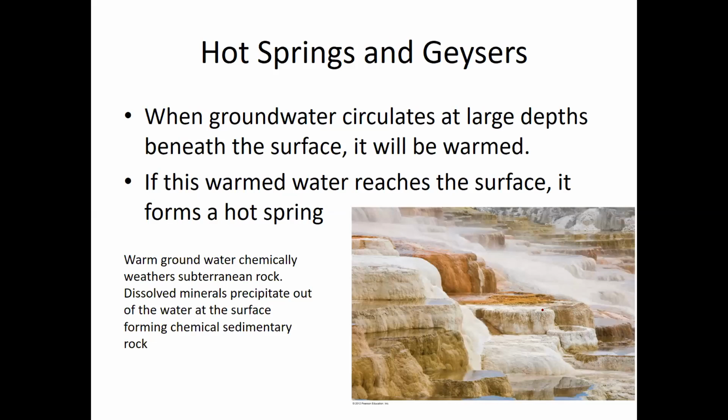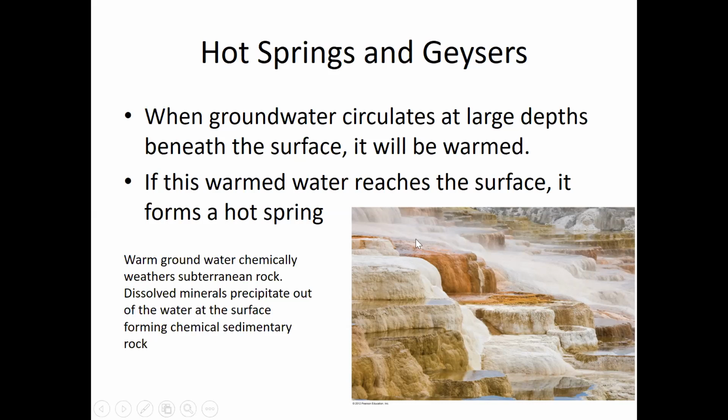So hot springs and geysers are another feature of groundwater. When groundwater circulates at large depths beneath the surface, it is warmed, because we know temperature increases with depth, especially if there are magma intrusions beneath the surface that will heat the groundwater. Warm water more easily dissolves subterranean minerals. When that warm water reaches the surface, it forms a hot spring, because the water is obviously hot. Whenever it cools, those dissolved minerals precipitate out, forming chemical sedimentary rocks.